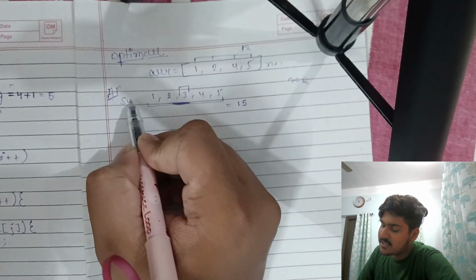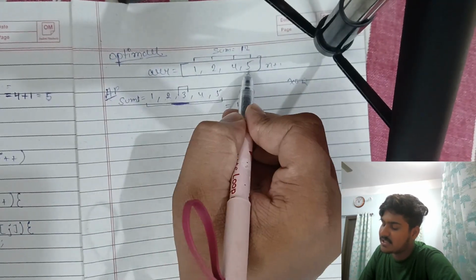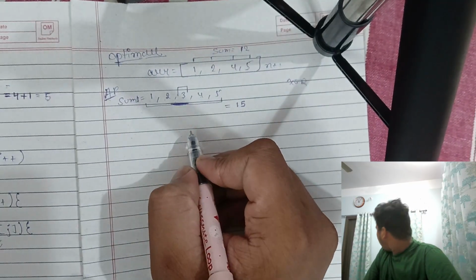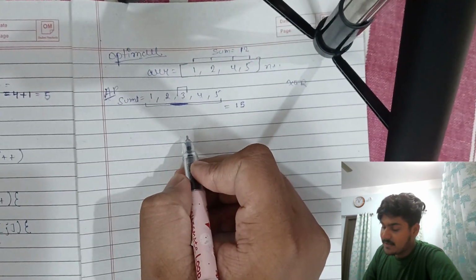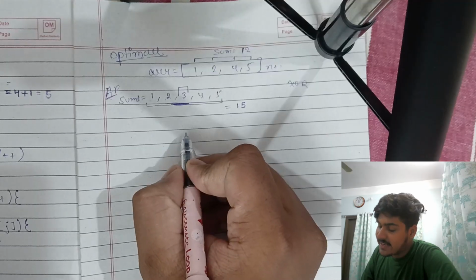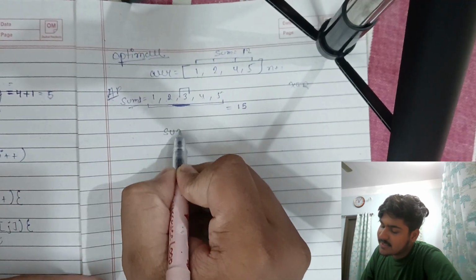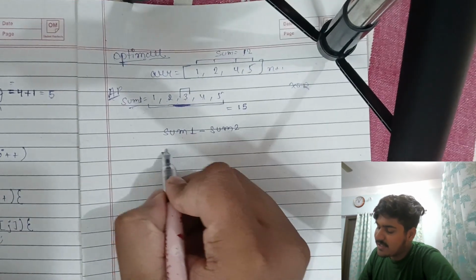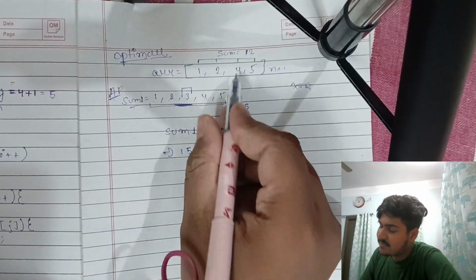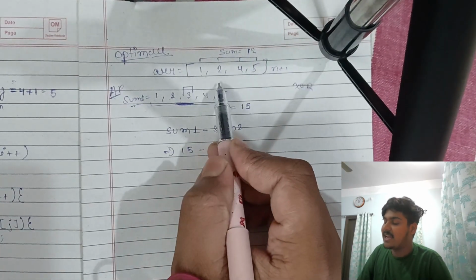So what you can do is sum 1 is equal to this and sum 2 will be calculated from the original array, and at the end what you need to do is you just say sum 1 minus sum 2. So this will give you the value like 15 minus 12, that is value 3, and which was the missing element.